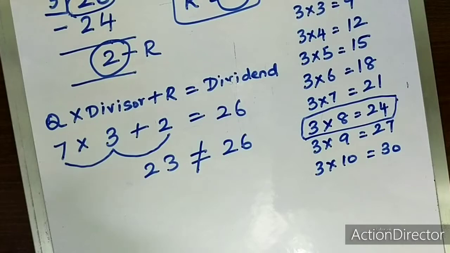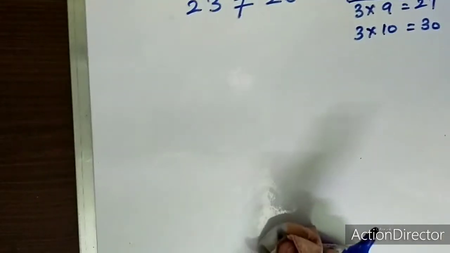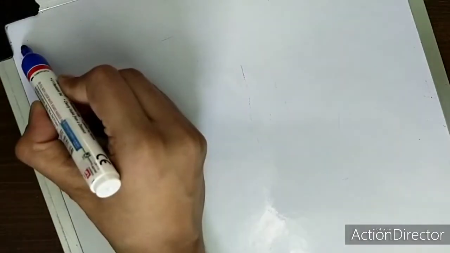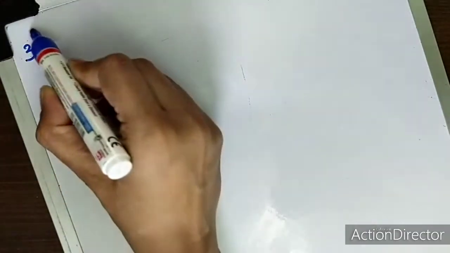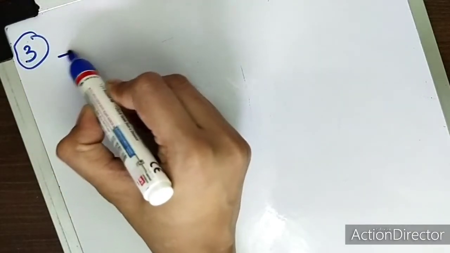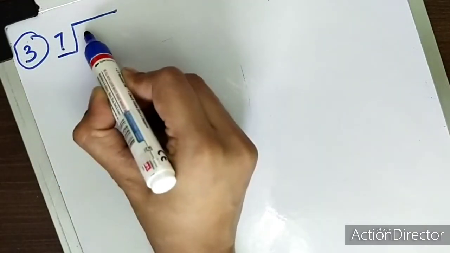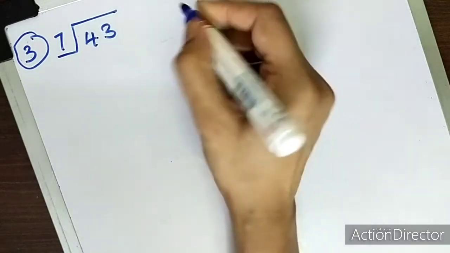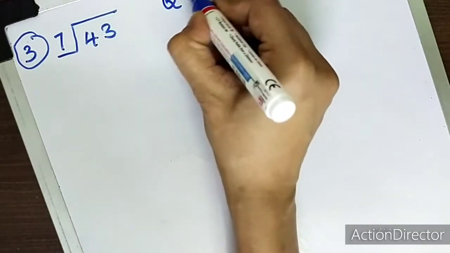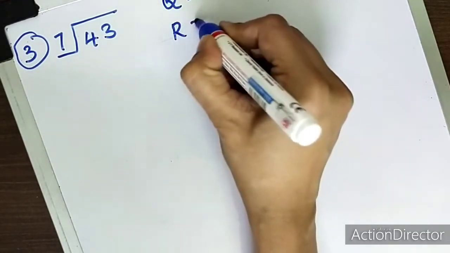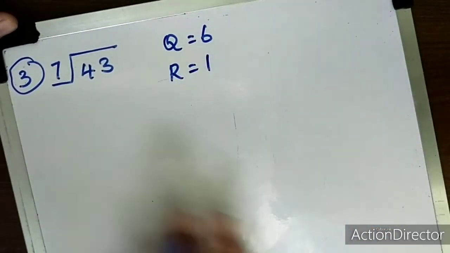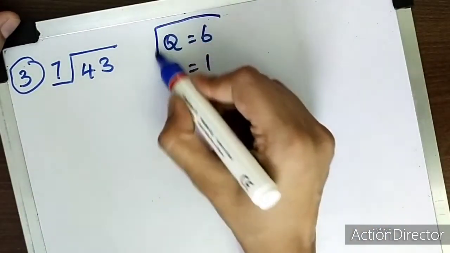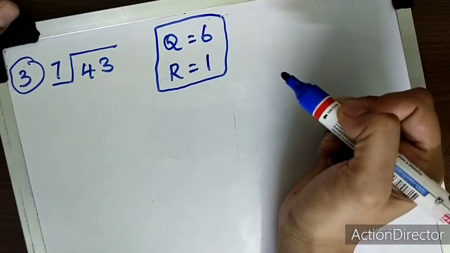We'll do the next sum so that you will be able to understand more. What is the next sum? Third sum is 743, and the quotient they gave is 6 and the remainder is 1. So we are going to find whether this is correct or wrong.